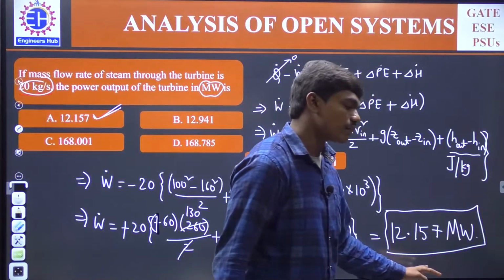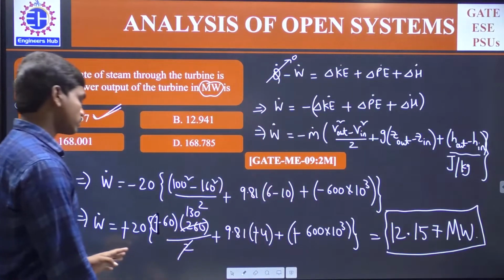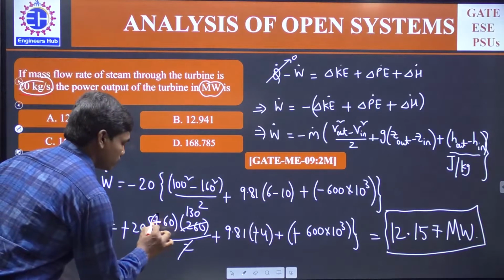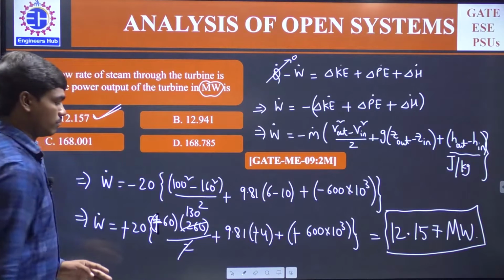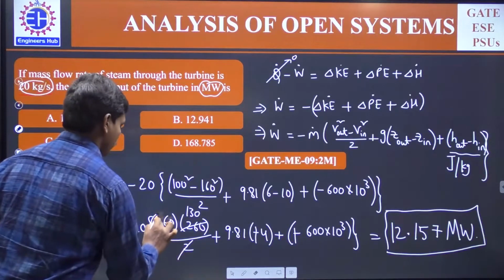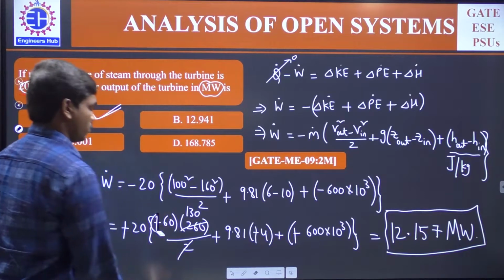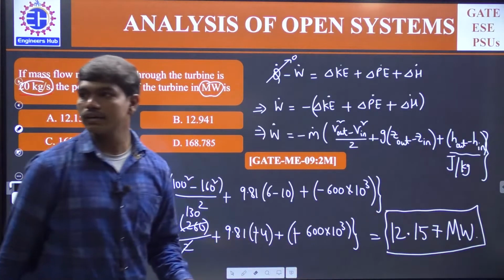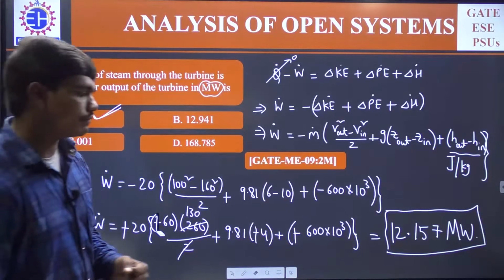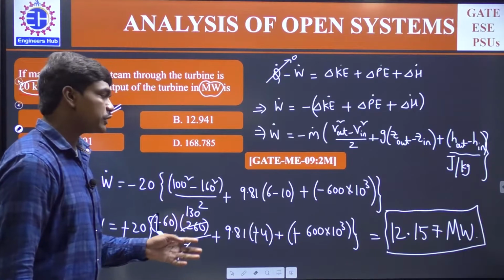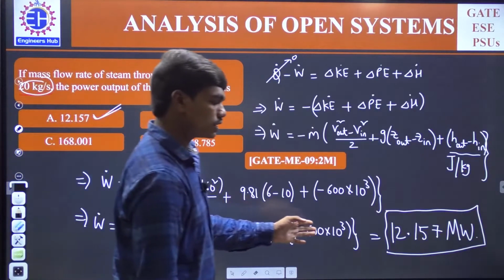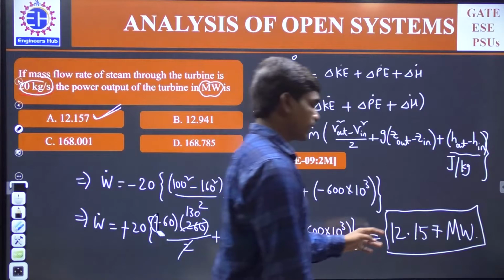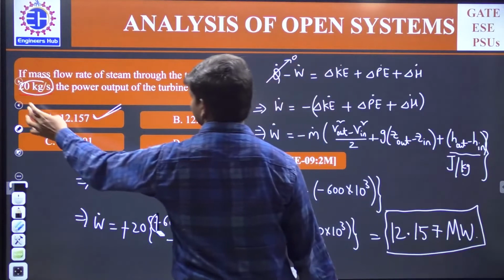Did you all get 12.157? Please check the values. Okay. Remaining people, did you get it? See, already 9 people I think online. So tell me, aren't you getting this 12.157 megawatts? Got it? Okay. If you get it, then we'll move to the next question.